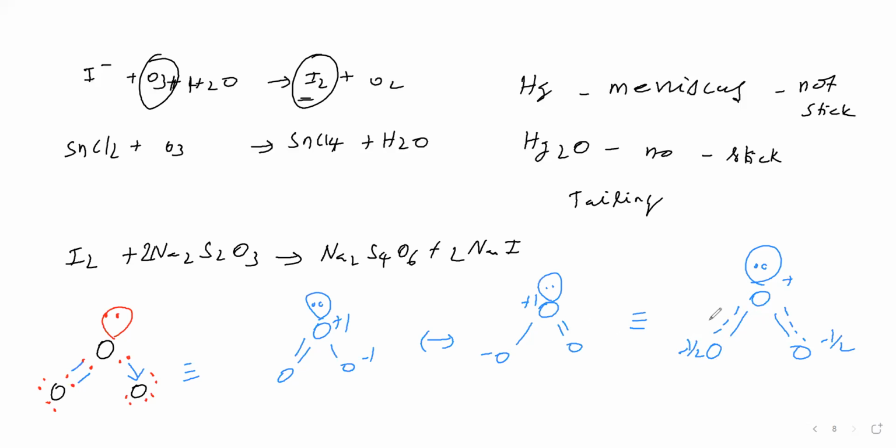Next, what are the uses of ozone? It is used as a germicide in order to kill germs. How is it used as a germicide, we will see. This ozone decomposes to give O2 and nascent oxygen. This nascent oxygen kills germs. It is used as a disinfectant.